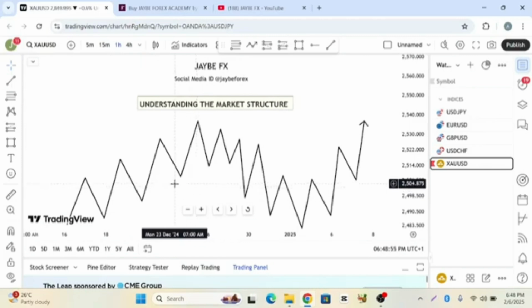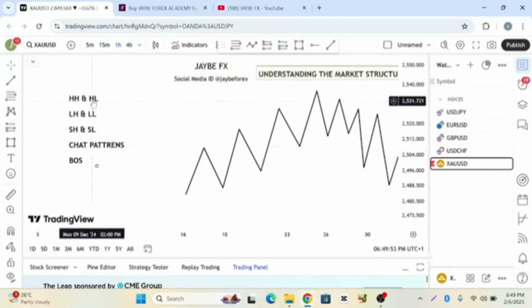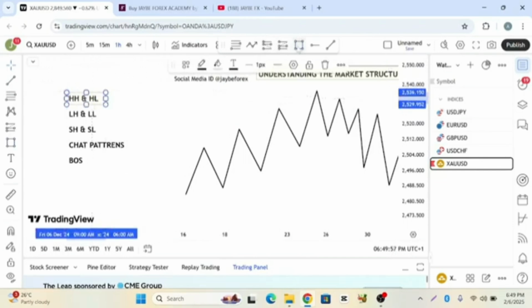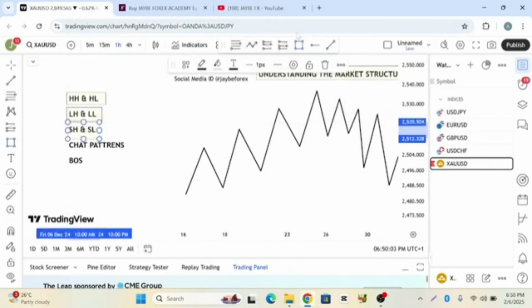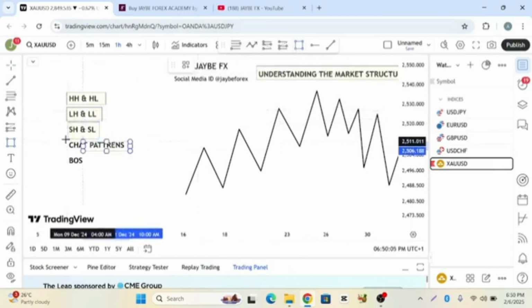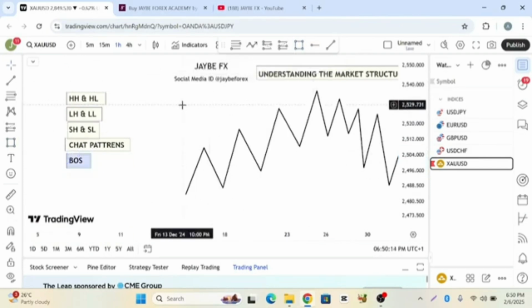Now, I want to make this as simple as it is. You know me now, I make things easier for you. Let's continue. I will not be using higher highs and higher lows to identify this market. I will not be using lower highs and lower lows. I will not be using swing highs and swing lows. I will also not be using chart patterns. What I will be using is just BOS only. You need to know the concept of BOS.